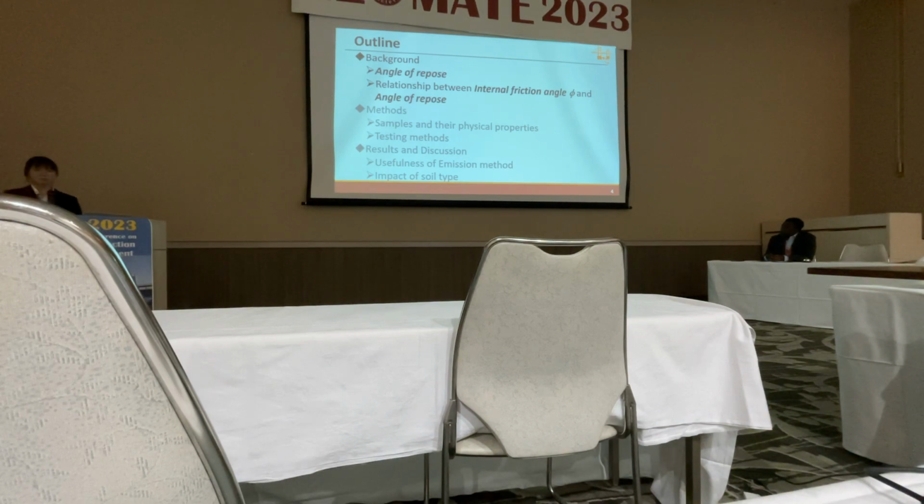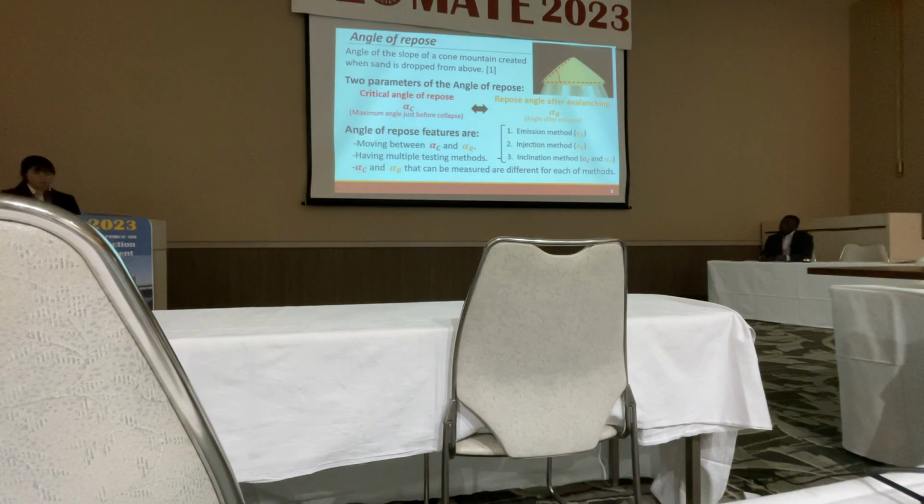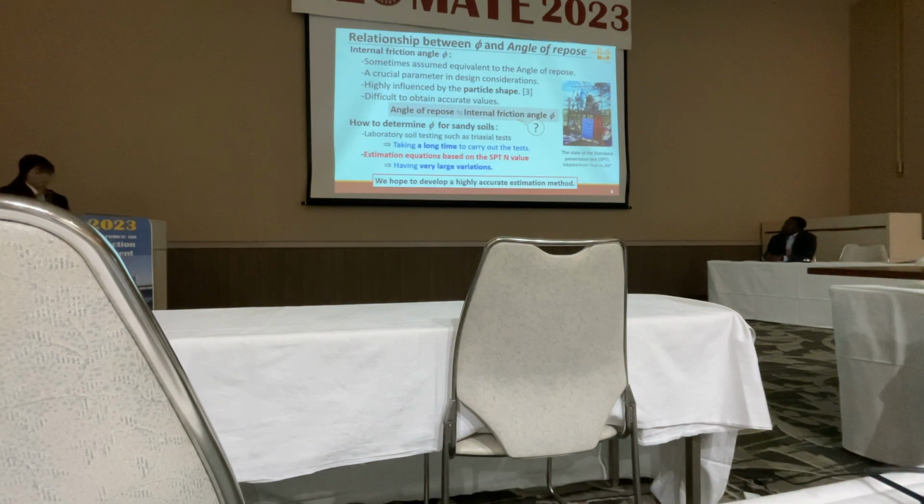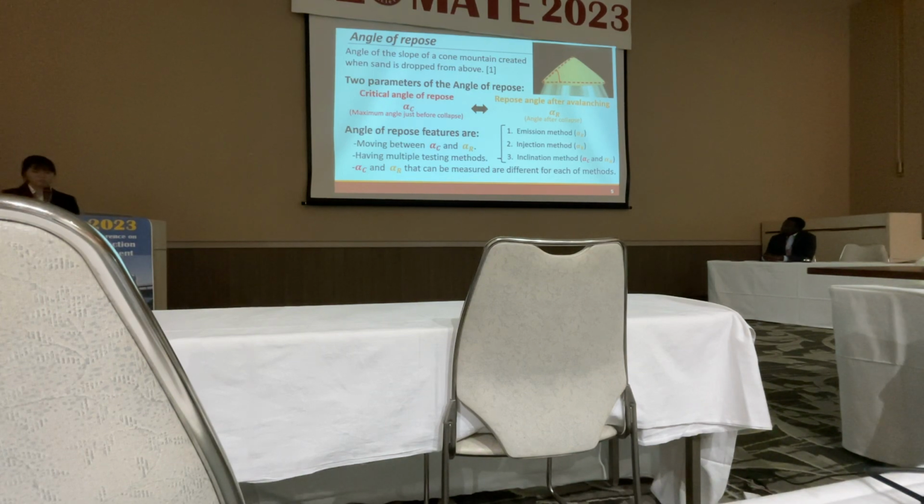First, let me explain the background. This slide explains the angle of repose. Matsukura and Onda define the angle of repose as the angle of the slope of a cone mountain created when sand is dropped from above. They also define the angle of repose with 2 parameters: critical angle of repose, alpha c, and repose angle after avalanching, alpha r. The angle of repose has these features. There are 3 main testing methods: emission method, injection method, and inclination method. Alpha c and alpha r that can be measured are different for each of them.